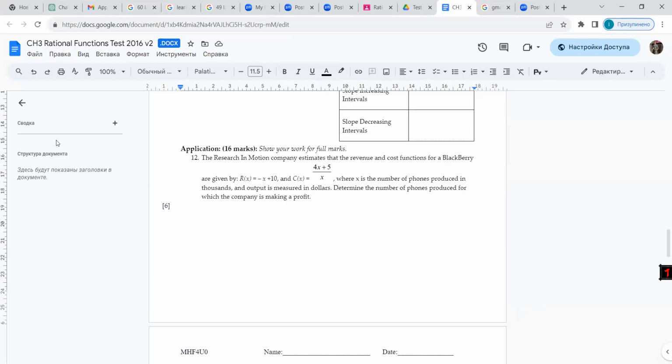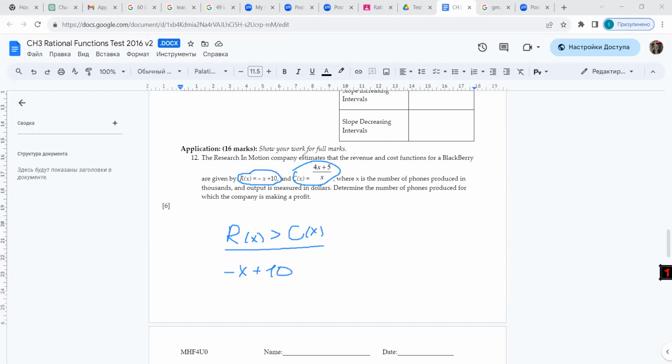We did the same similar stuff yesterday. So cost function as well as the revenue function, and we have to determine the number of phones produced for which the company is making profit. Profit is possible when revenue is greater than the cost, right? So we have to solve this simple inequality. Negative x plus 10.